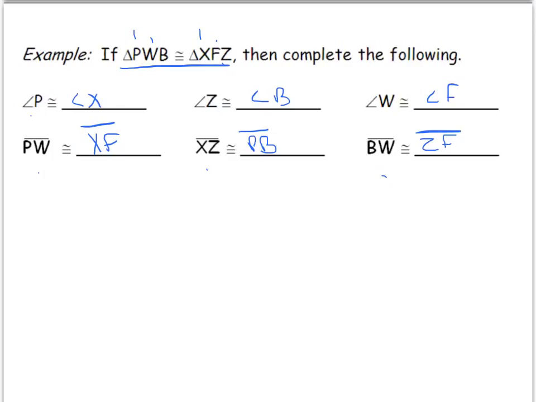Remember, you don't need to draw a picture. If drawing a picture helps you, that's fine. But using the similarity statement is almost a little bit easier because you can see the direct order, what's congruent to what.